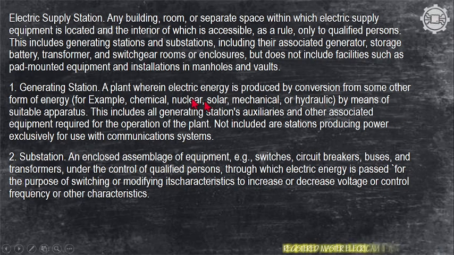So, by means of suitable apparatus, this includes heating station, auxiliaries, and other associated equipment required for the operation of the plant. So, not included are stations producing power exclusively for use with communication system. Yung ating mga cell site, may sarili silang mga generator. So, yung generator doon, which is used in case of emergency kapag nawala yung ating supply, that generator, or that room na kung saan doon yung ating generator, is not considered as a generating station because that is just used for the tower itself.